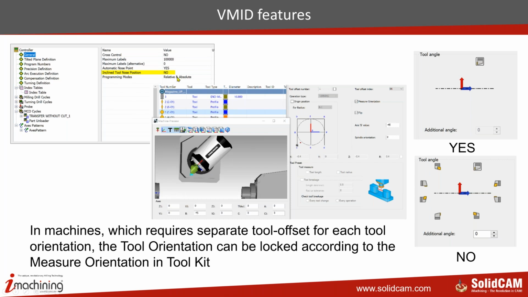By default, you get it as no. So like in previous version, everything is open. But if you know your machine is not supported, you can go and define as yes, and you will get less mistakes during the operation definition.